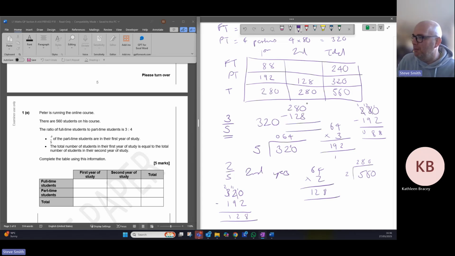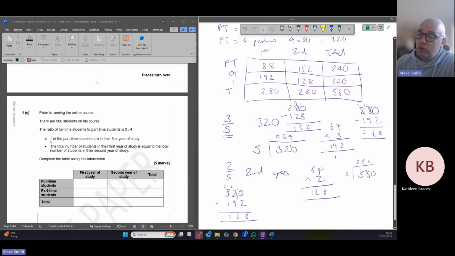Sudoku is easier. 280 take away 128. 0 take away 8 I can't do, so that goes to 7. That goes to a 1. 10 take away 8 is 2. 7 take away 2 is 5. 2 take away 1 is 1. 1, 5, 2. Okay, so with that question, there wasn't any, how do I word it?